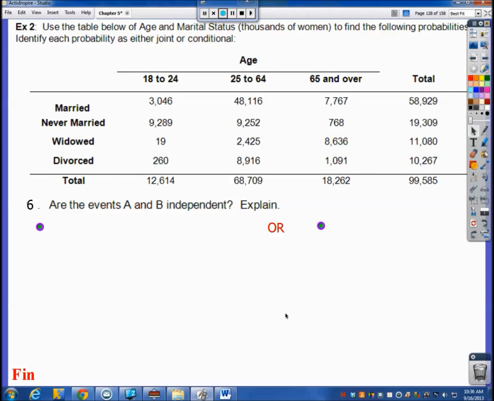And number 6, are events A and B independent? Okay, here is event A, that they're 65 and older, and event B is the event that they are widowed. So we want to find out, are these two events independent of each other? Does being 65 and older have any influence on someone being widowed? Does someone being widowed have any influence on whether they're 65 and older? So that's what we're going to find out.